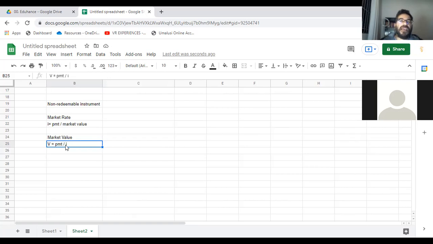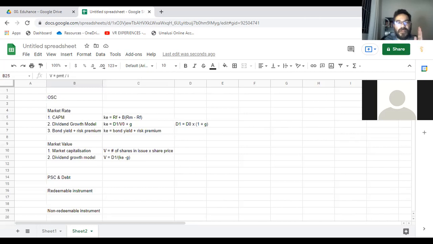If they tell you the similar rate in the market is whatever, so when you see the word similar, then you must know that is the market rate or the market value. So just take note of that. So that is non-redeemable. If it is redeemable, that means there is a specified date of repayment.